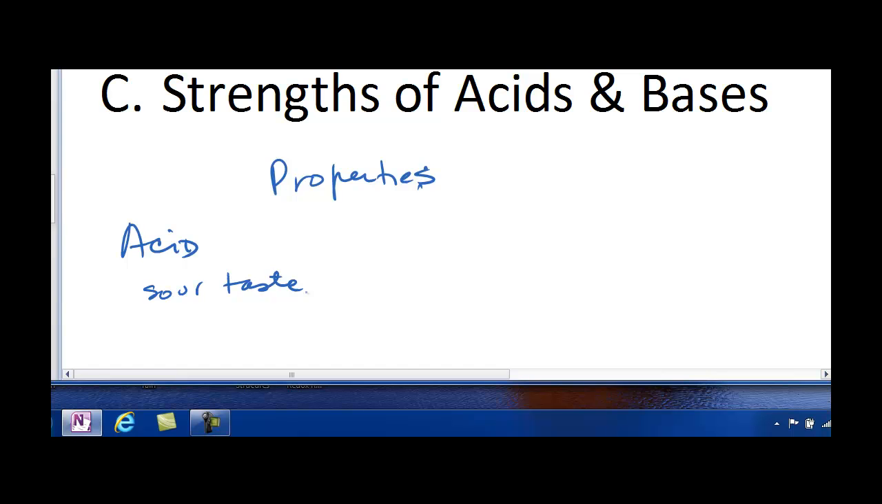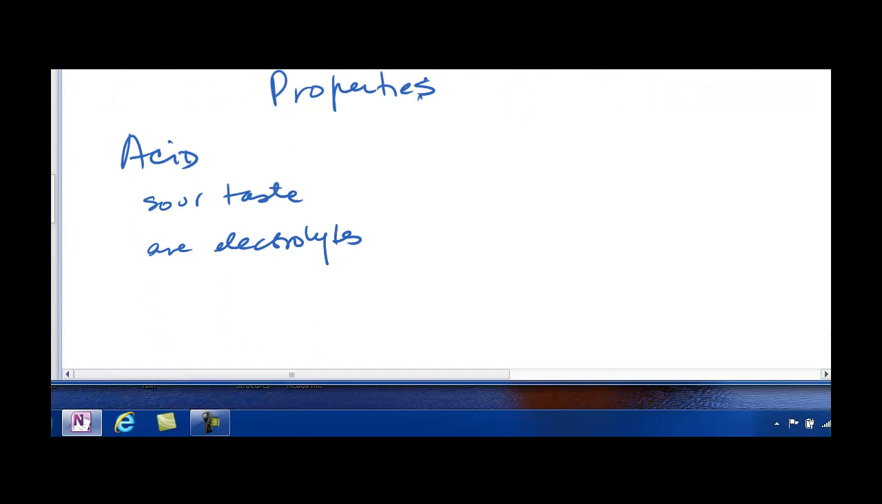They are what? Electrolytes. We remember what those are. Electrolytes are substances that conduct electricity. Yes, we remember those. They turn on that light bulb. So acids do that. They conduct electricity. Especially strong acids and strong bases will light up that bulb fully, 100%. What about their pH? The pH is below 7.